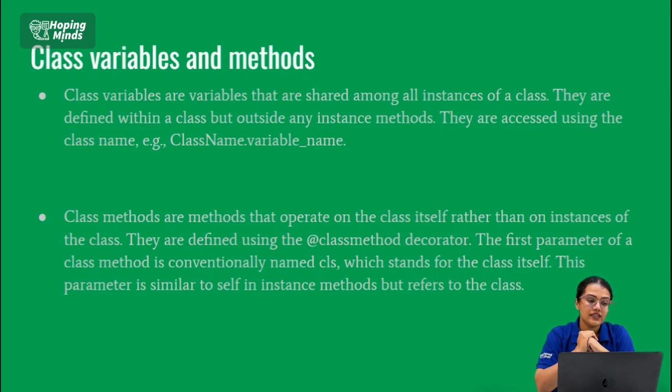So starting with the class variable, I will just read this first bullet point over here. The class variables are the variables that are shared among all the instances of a class. These are defined within the class but outside any instance methods. So we will not consider these variables inside any instance methods. These are accessed using the class name, for example, class name dot var name.